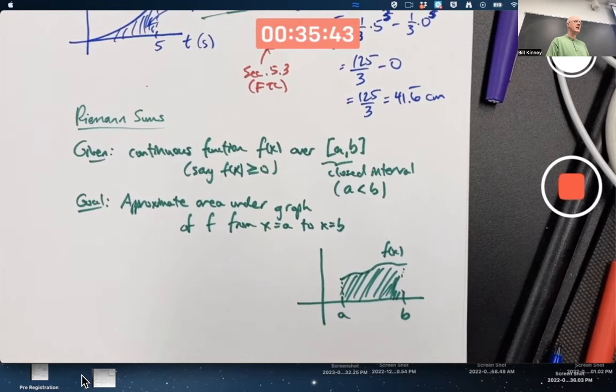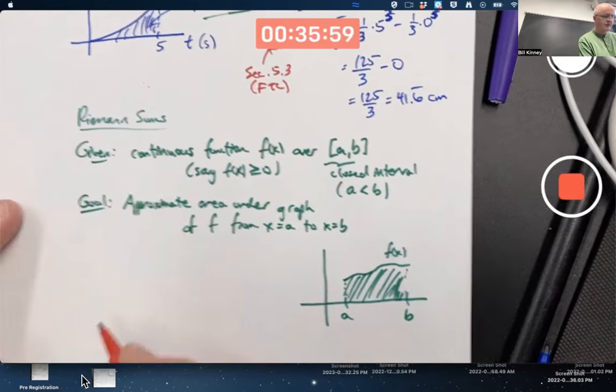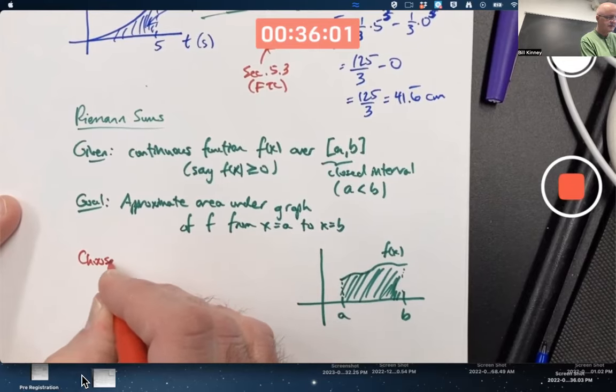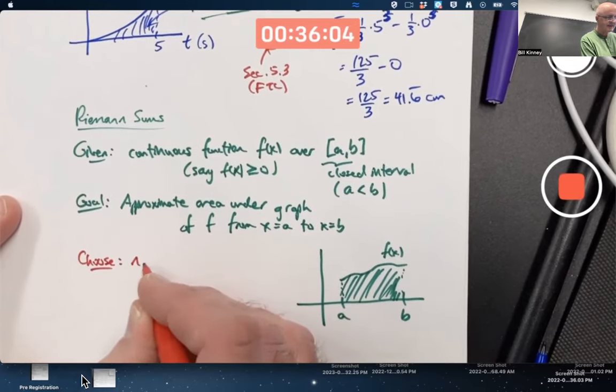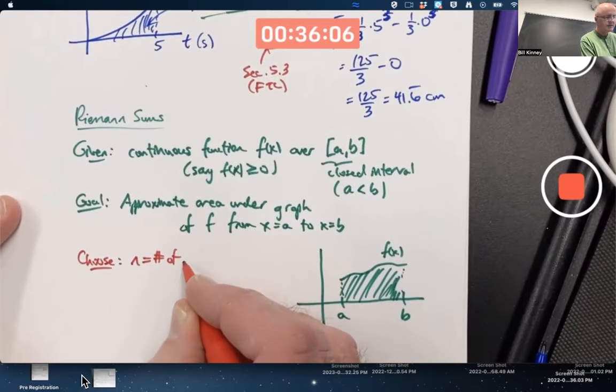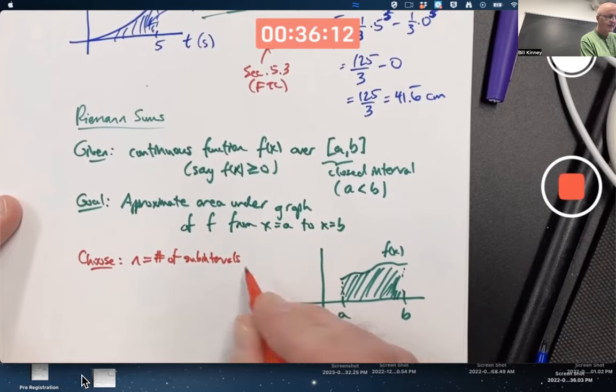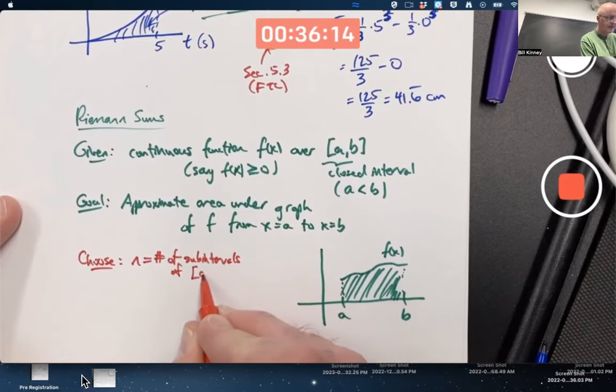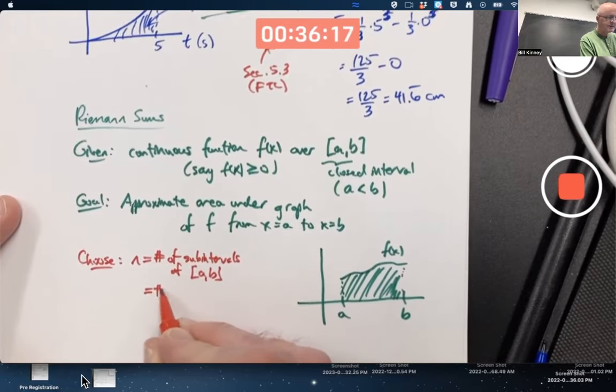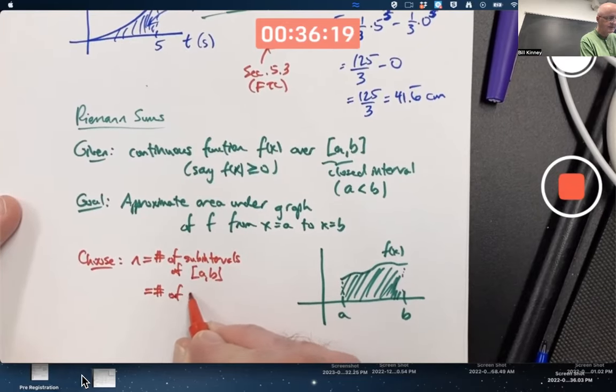Big picture, I'm going to use rectangles and their areas to approximate the area under this curve. That's the big picture of what's going on. You choose a number n, that's the number of subintervals of the bigger interval from a to b, which is the same as the number of approximating rectangles.